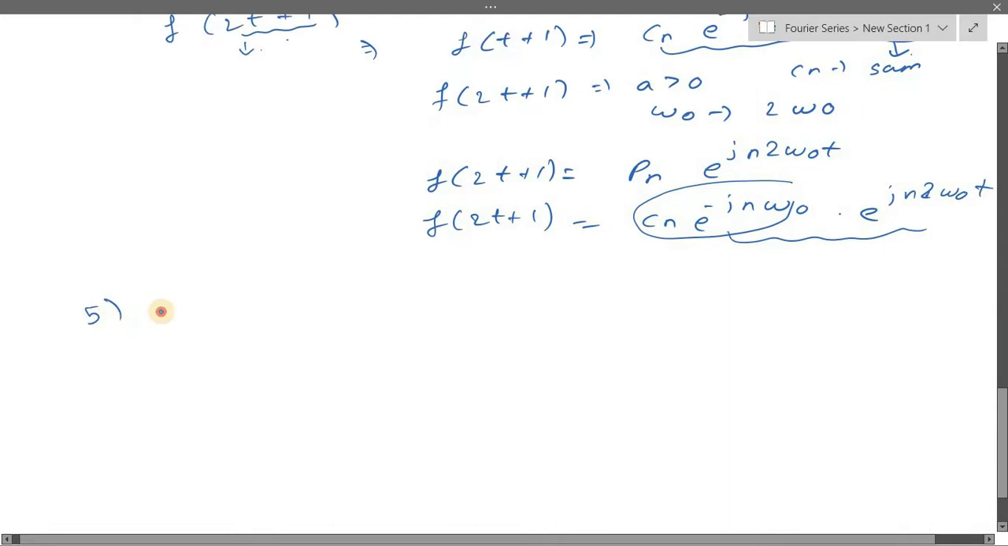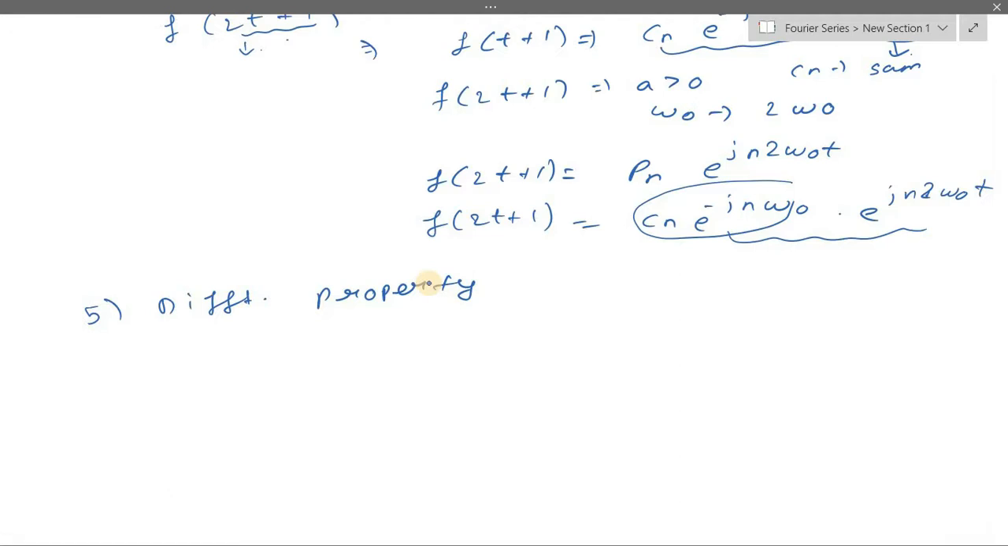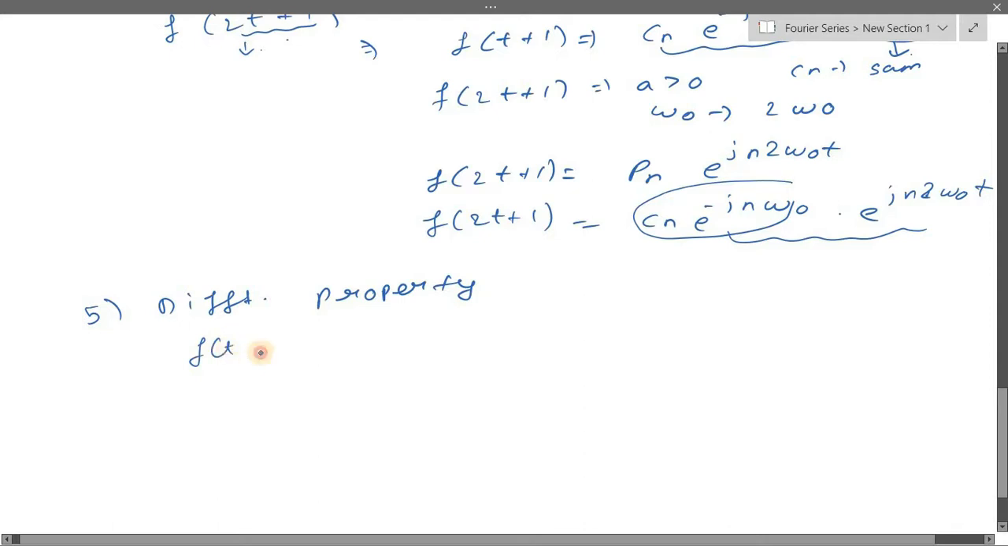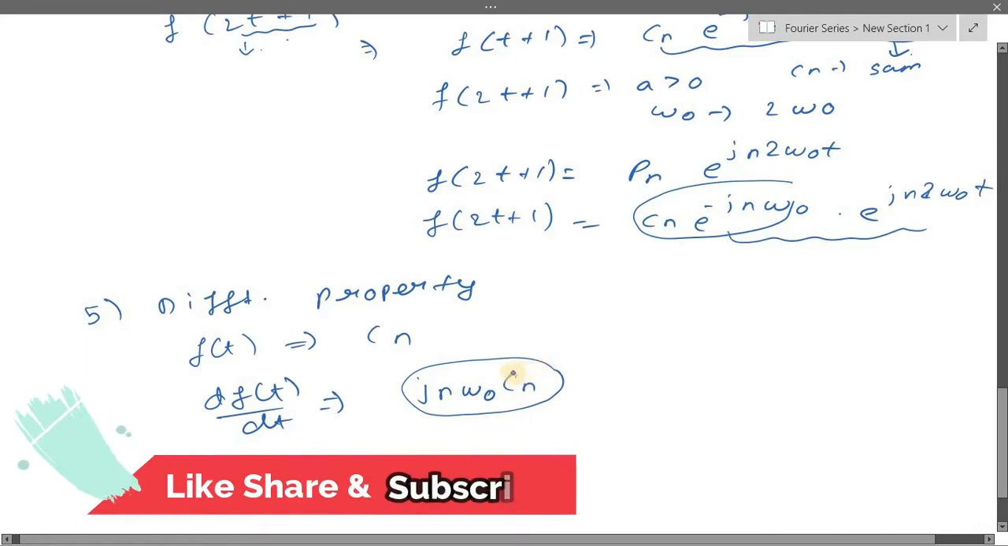Now let's see the differentiation property. This is the last basic property, and in later videos we will see the hidden half wave symmetry properties as well. In the differentiation property, you know that your f of t has a Fourier coefficient of c of n. When you are differentiating f of t with respect to t, the change in your Fourier coefficient will be that you have to multiply by j n omega naught every time you differentiate f of t. So here it will be j n omega naught c of n. This is your new Fourier coefficient when you are differentiating f of t.